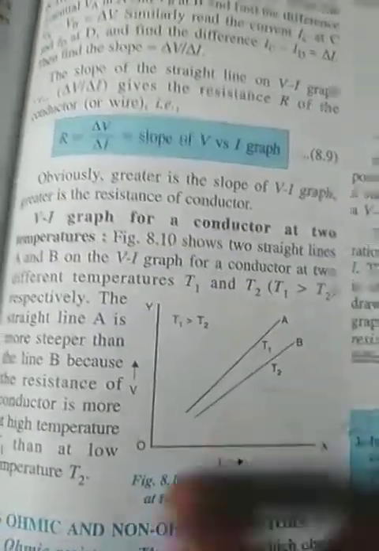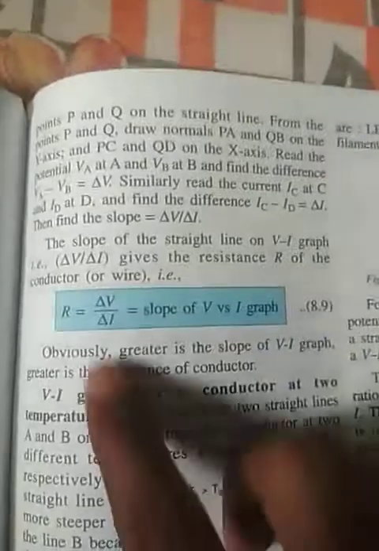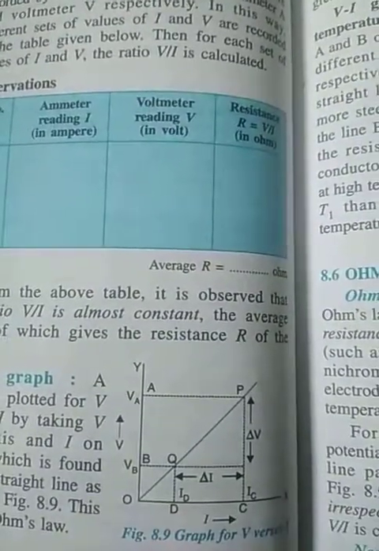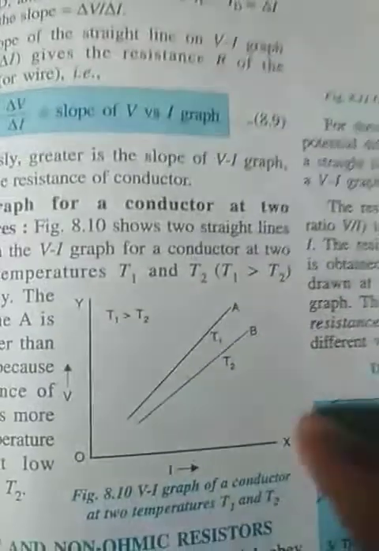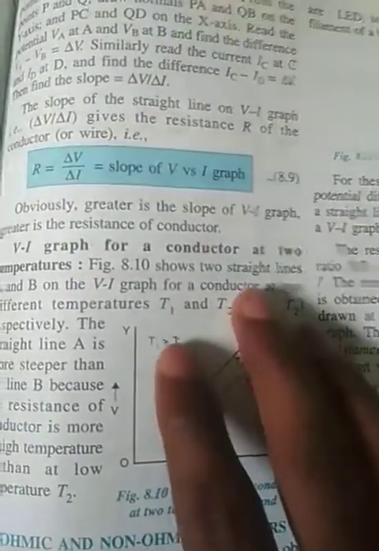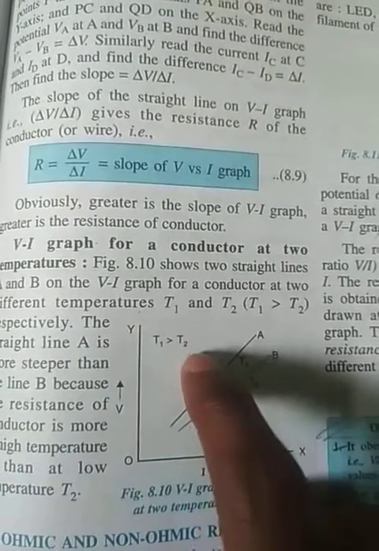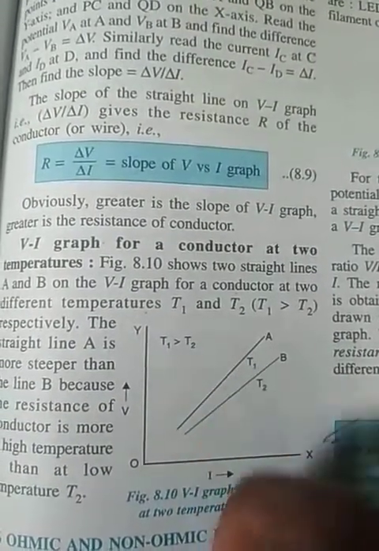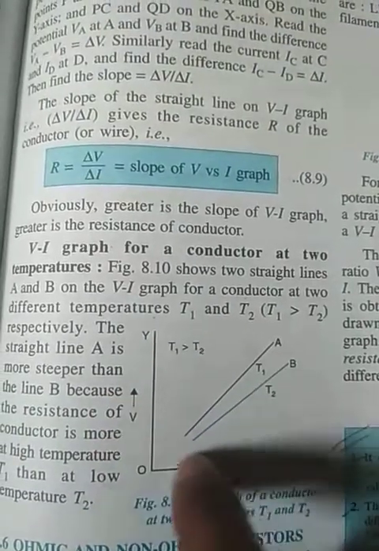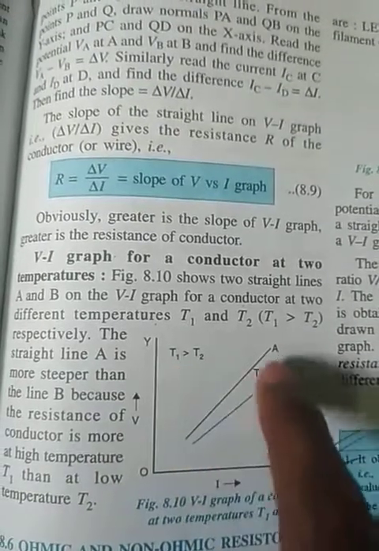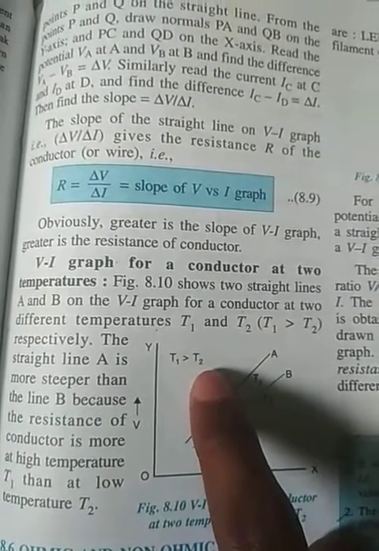Now, all these cases, whatever graphs you have seen, are following Ohm's law, as here the temperature remains constant. But if the temperature does not remain constant, like if 2 conductors are taken, one conductor at temperature T1 and one conductor at temperature T2, and current flows through them, the graph will be like that. Here T1 is greater than T2. The temperature of conductor A is greater than the temperature of conductor B.